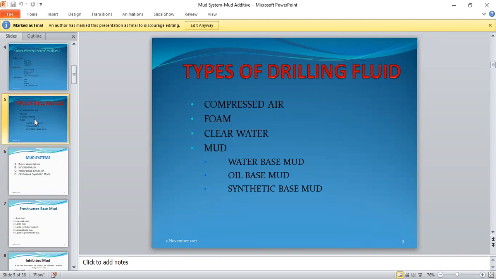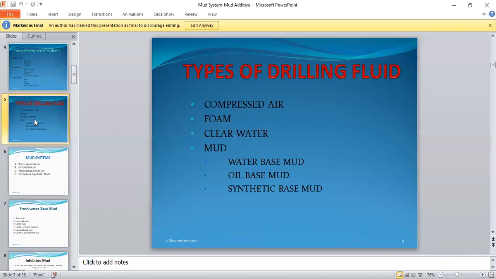They also use foam. Foam is used in areas where the formation is very stable. And sometimes foam is used in a place where the formation is depleted. When we mean by depleted, it means that the pressure is not much and it is very stable.